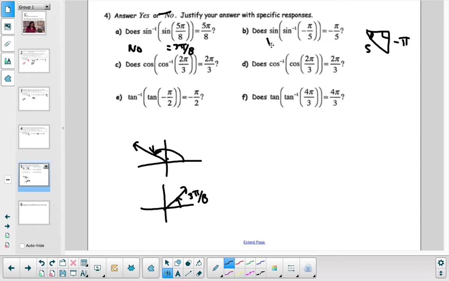Okay, so yes, this is true. Just be careful when you're plugging in angles, or things that look like angles, into inverse trig functions. Like this one.